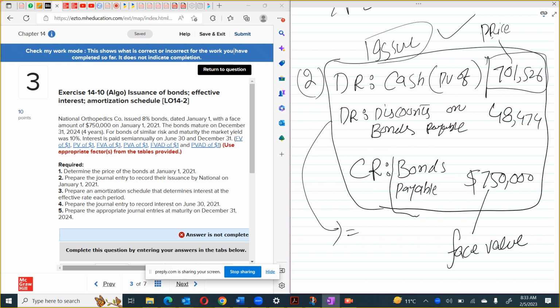I will debit 750, bonds payable. I will reverse this entry, but don't worry, I will tell you that. Okay, just check my work. Oh, it's all correct.